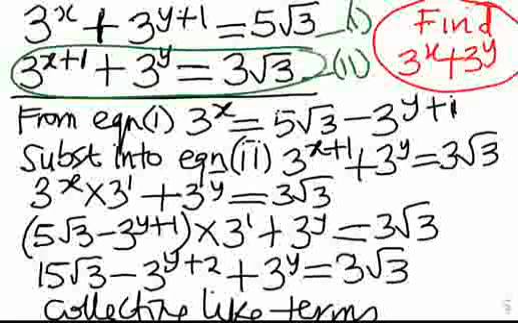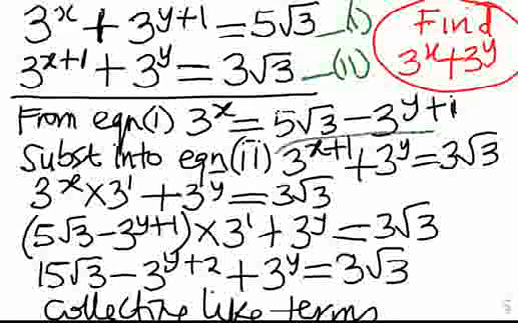Bringing down equation 2, I have 3 raised to power x plus 1 plus 3 raised to power y equals 3 root 3. The first thing I did here was to split this following the rule of indices. That splits into 3 raised to power x times 3 raised to power 1 plus the 3 raised to power y equals 3 root 3. Now this 3 raised to power x is equal to 5 root 3 minus 3 raised to power y plus 1. I brought that in place of 3 raised to power x. Don't forget that we are multiplying that by 3 raised to power 1.